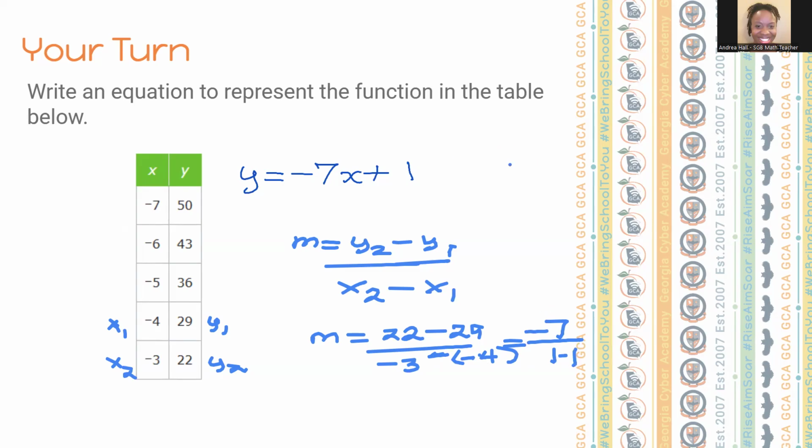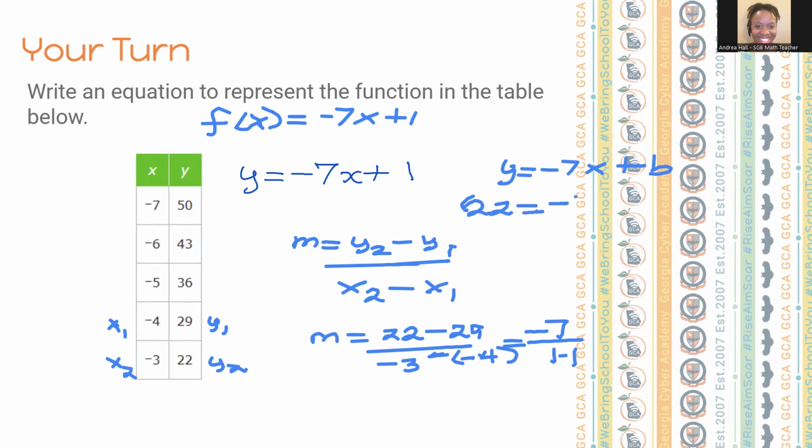And then you would plug it in. And we're doing function notation, so this should be f of x. Sorry. f of x equals -7x plus 1 for function notation. But again, if I was plugging it in, y is equal to -7x plus b. And then you would choose a point, and I would choose that last point, 22 equals -7 times -3 plus b. Sorry, my handwriting is bad on here.